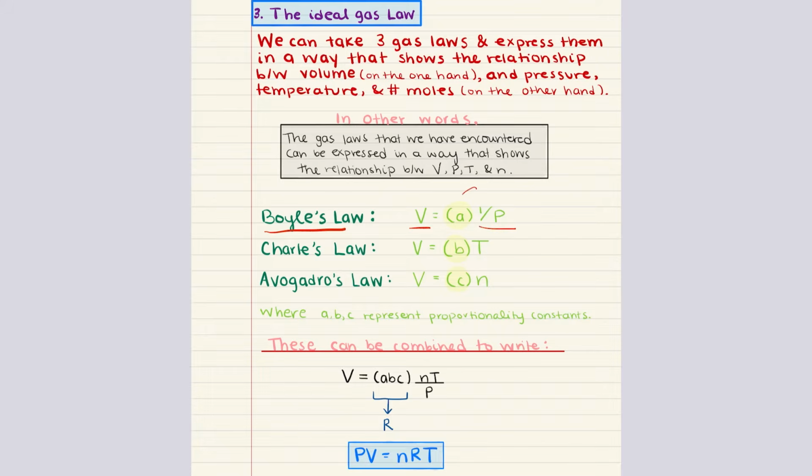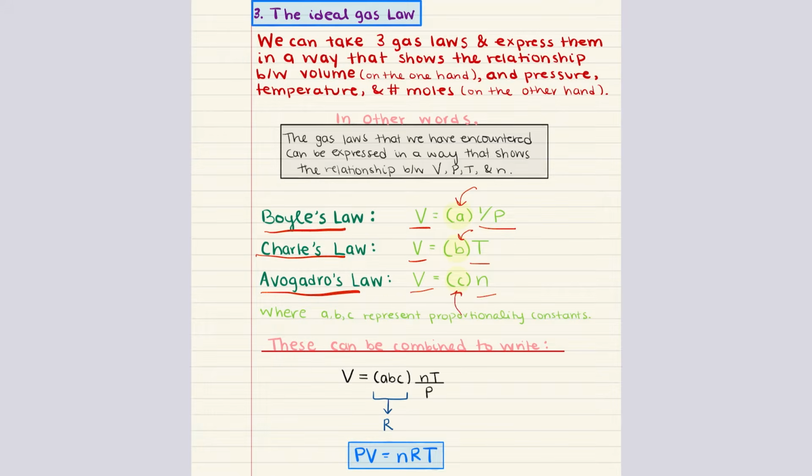And here A is just a proportionality constant. For Charles' law, we know that there is a direct relationship between volume and temperature. B again is a proportionality constant. For Avogadro's law, there is a direct relationship between volume and number of moles.